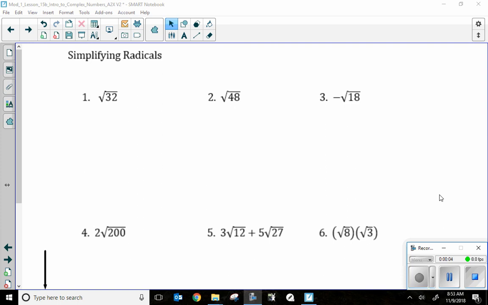Welcome to Unit 1, Lesson 15. This, my friends, is an introduction to complex numbers.